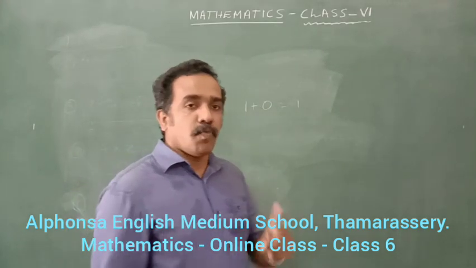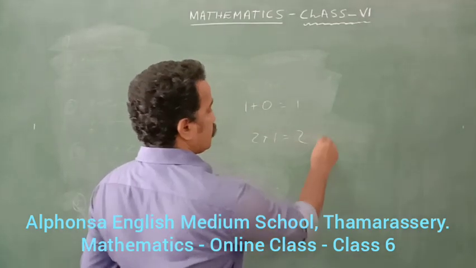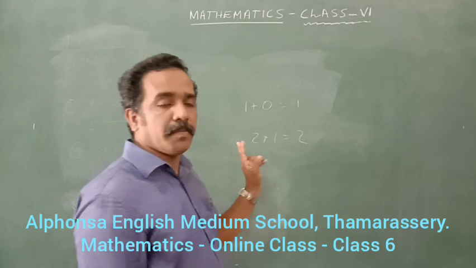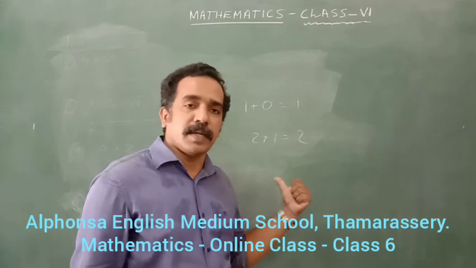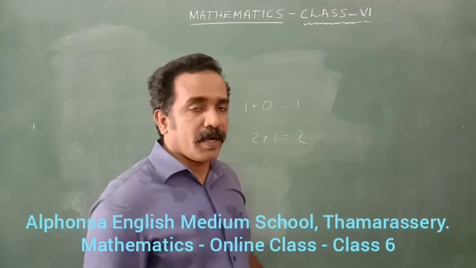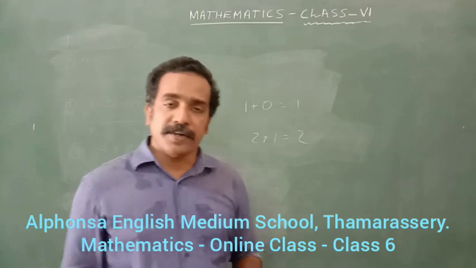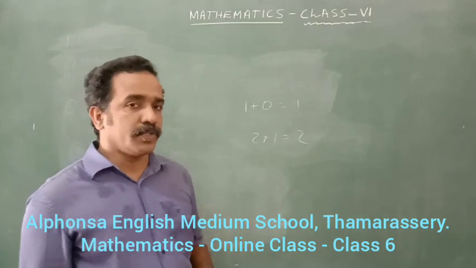And 1 is the multiplicative identity. 2 into 1 is equal to 2. When you multiply 1 with any number, the identity of that number will not change. It remains the same. So 1 is the multiplicative identity and 0 is the additive identity. That property also we studied.